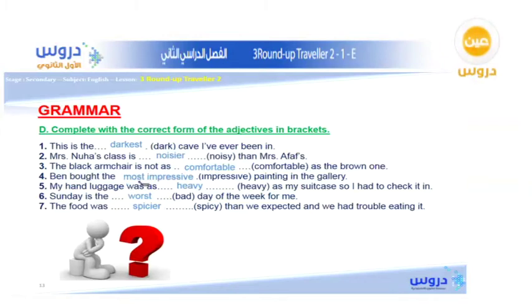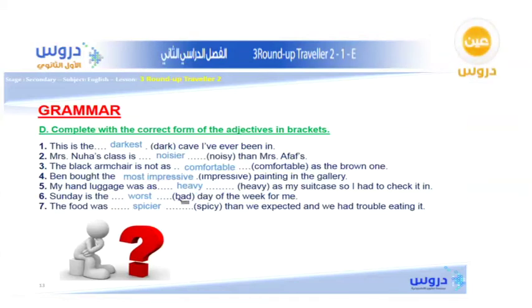Here we have also most impressive, okay, because it's a superlative. You have to add what? Most. And also you can't add est for the long adjectives. You have to add what? Most before the long adjectives. Also here we have as, keep it as it is without any changing: as heavy as.